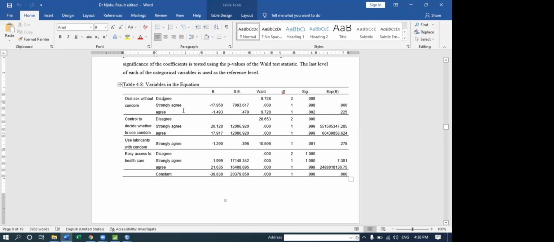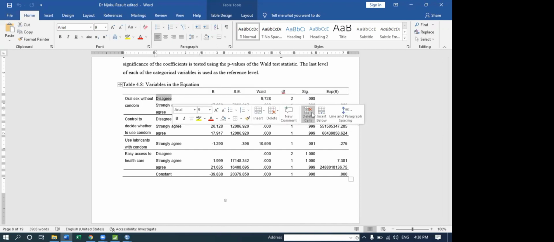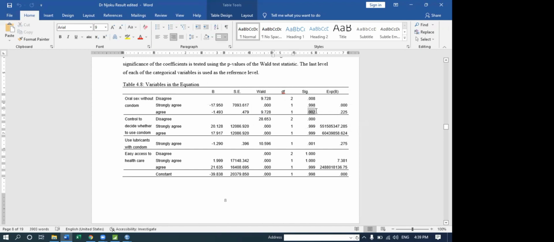So if you compare strongly agree and disagree, you check the p-value. What's the p-value? It means they don't have any significant difference. Are we seeing it? Strongly agree and disagree don't have any significant difference. But agree and disagree have a significant difference. That's the meaning of this.